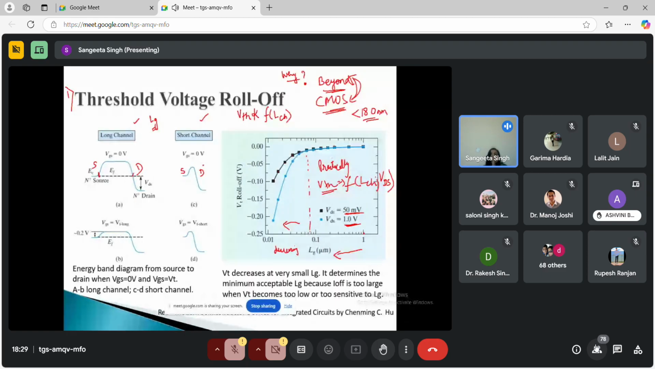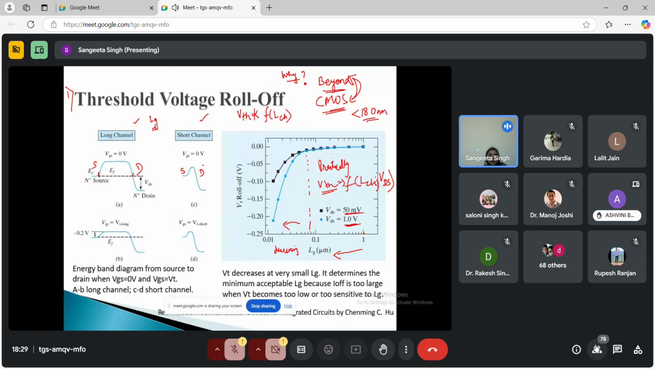If two people are very closely spaced and you push one person, that force will be easily transferred to the other one. But if they are standing at a distance from each other and you push this person, there is a finite chance that the force might not be transferred to the other person, right?